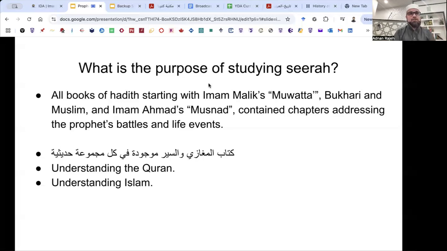It's the seerah of the Prophet ﷺ. It helps you understand Islam in general. Islam is almost impossible to understand if you don't know Muhammad ﷺ. You have to know him well. Because Islam, all of it is his life.